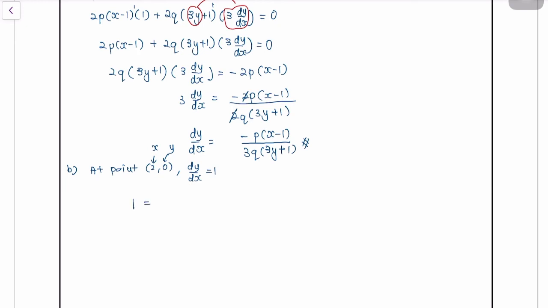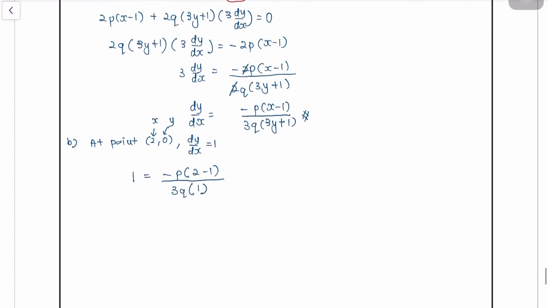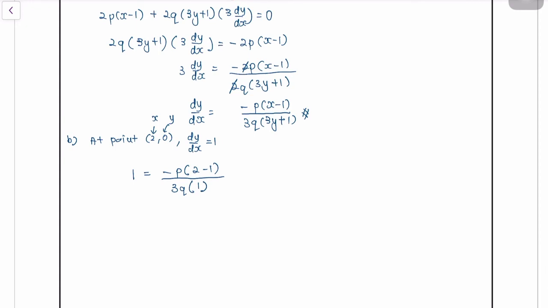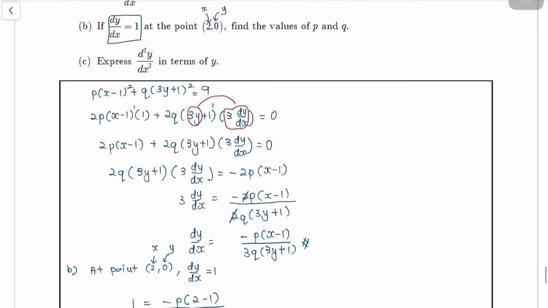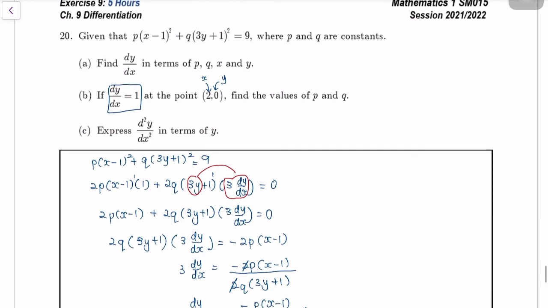So, 1 equals to negative p, then x equals to 2, 2 minus 1 over 3q, y equals to 0. So, 1. Okay? So, daripada sini, kita dapat 3q equals to negative p. Okay, so this is the first equation. Okay, since kita perlukan at least 2 equation to solve p and q, so kita boleh juga masukkan dekat equation yang asal pun kita boleh masukkan.